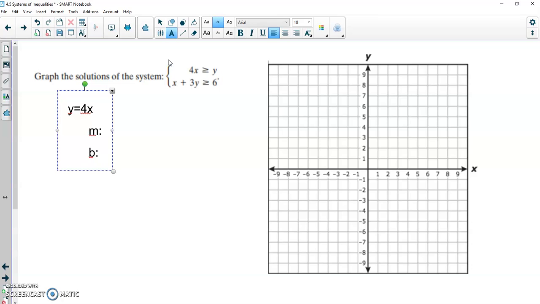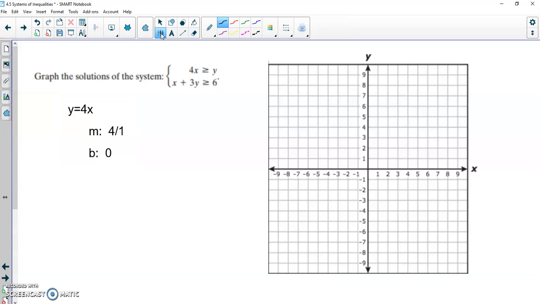In this problem here, the slope is the number attached to the x, which is 4 over 1. And then the y-intercept is just the number. In this case, there's no number, so the y-intercept is 0. So we're going through and graphing this line with a y-intercept of 0 and a slope of 4.